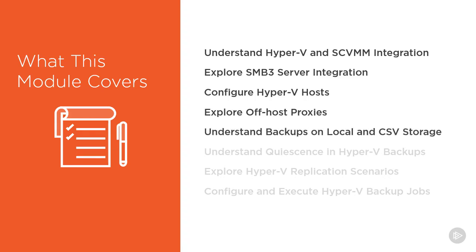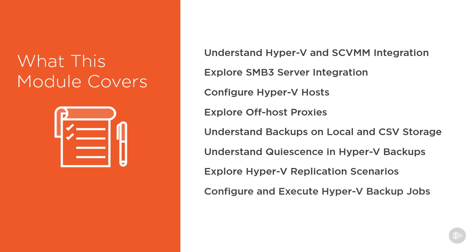We'll take a look at some of the special considerations for backups on local and CSV storage. We'll talk just a bit about some of the things you need to be aware of in terms of quiescence with Hyper-V backups. Windows Server 2016 and 2019 changed, but also kind of eased the process of dealing with backups in Hyper-V, and I'll show you just what you need to know. We'll talk also about some of the replication scenarios for Hyper-V. You'll find them to be remarkably similar, and then we'll configure and execute a Hyper-V backup job just to prove that we can do it.